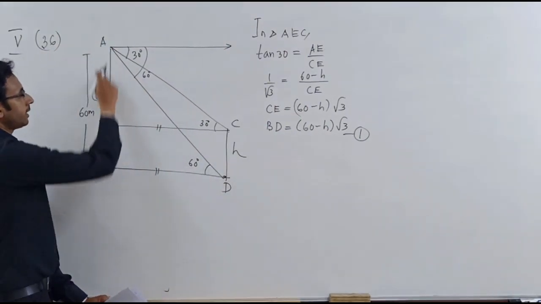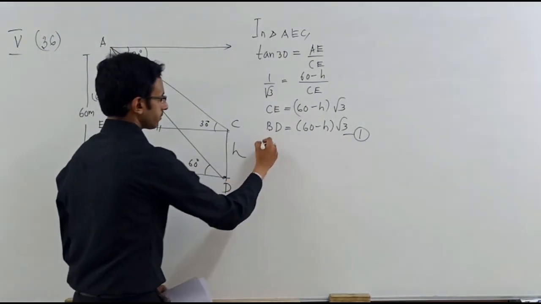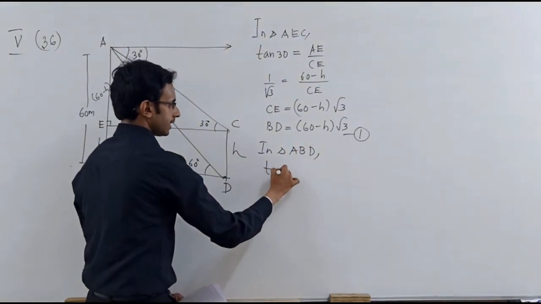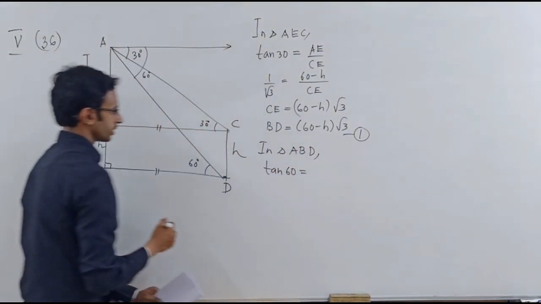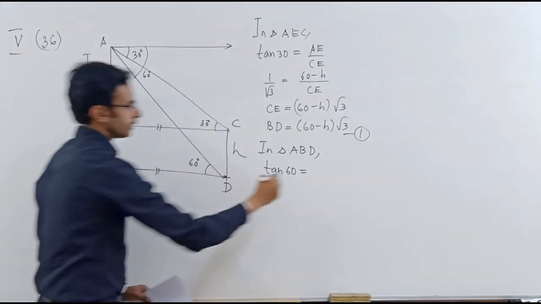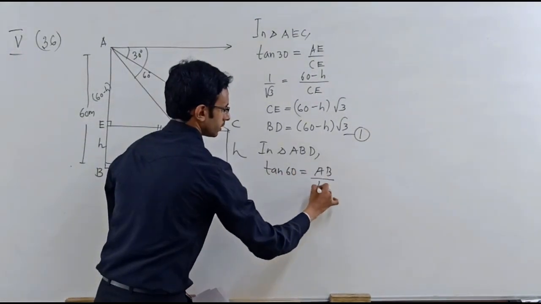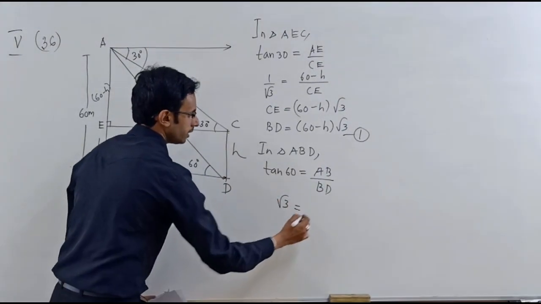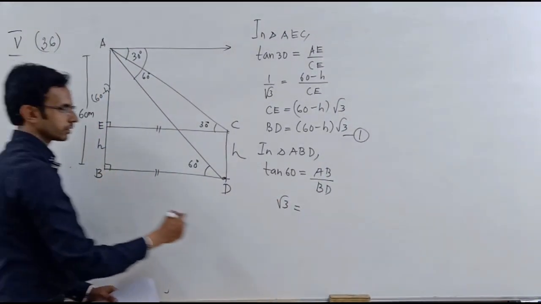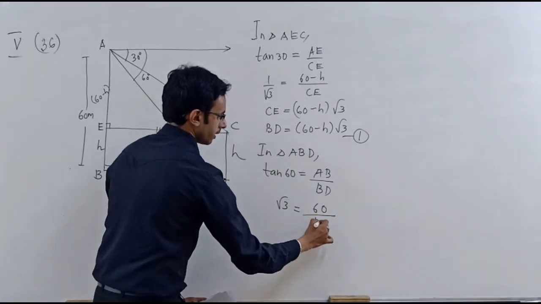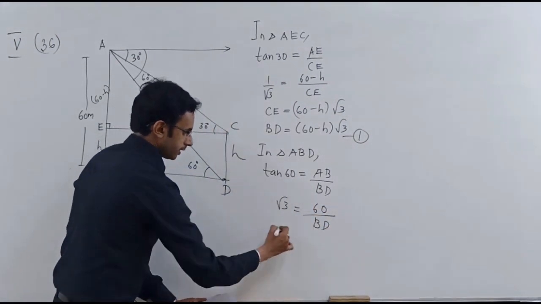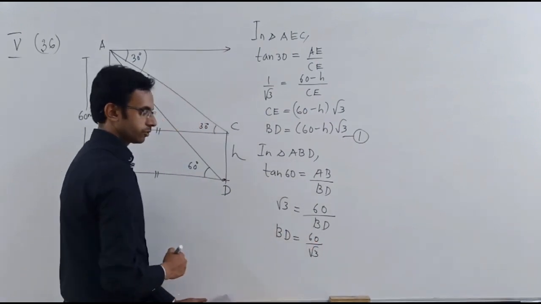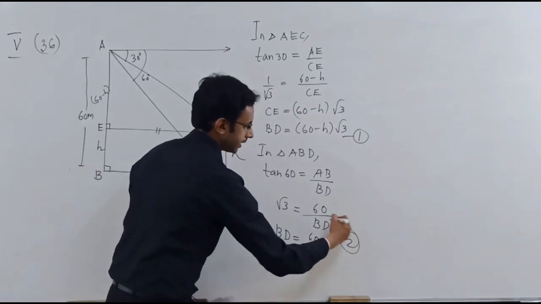Then apply tan theta in triangle ABD because of 60 degrees. In triangle ABD, tan 60 degrees, again by definition it is opposite, which is AB, by adjacent, which is BD. Tan 60 value is root 3. AB is the complete height of the tower, which is 60 meters, divided by BD. So you shift this root 3 to the denominator. So BD is equal to 60 divided by root 3. This is your second equation.